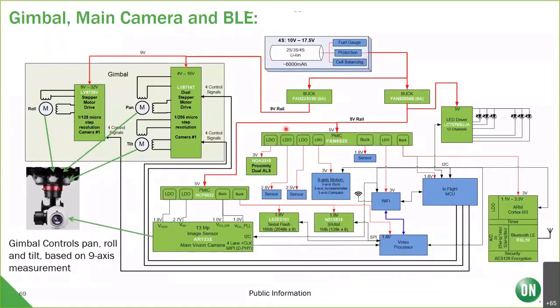We also have circuitry, and this is my block diagram for the gimbal, main camera, and BLE. This is 4S now, going down to 2S for a 5 and 9 volt rail. These stepper motors can drive the roll, pan, and tilt of the gimbal, as seen here. And then we've got a couple PMICs to drive the image sensor, as well as other circuitry that I've described.